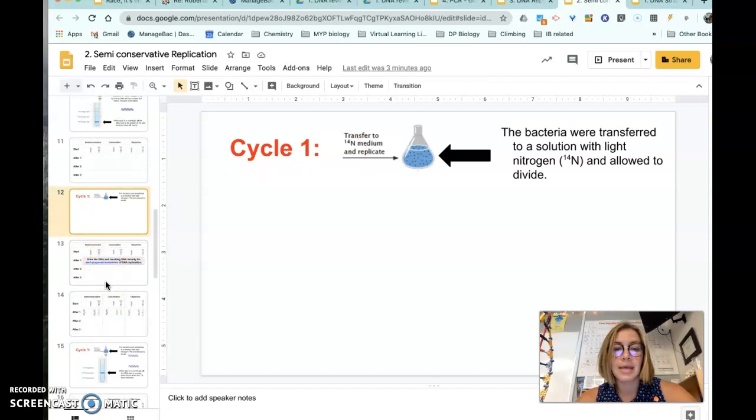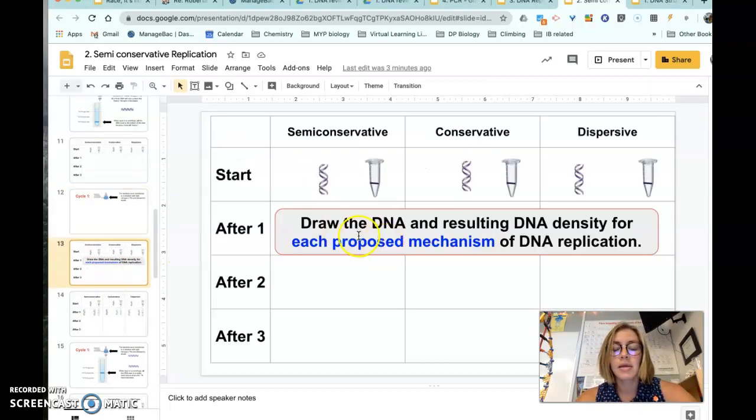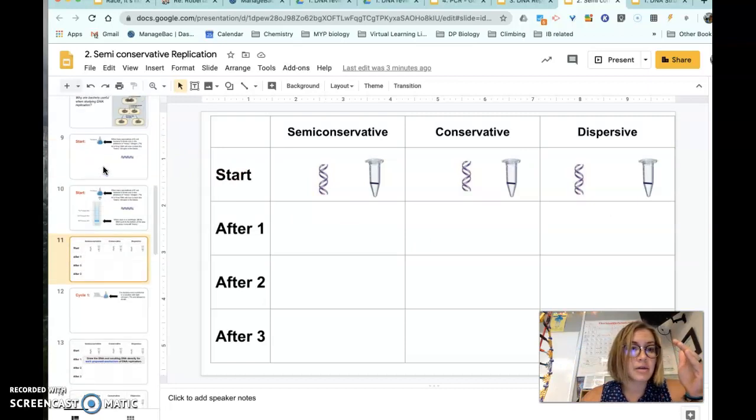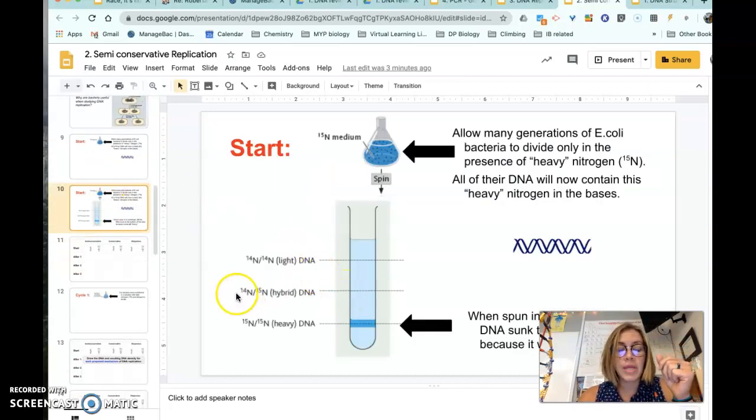So what do you predict this would look like after one cycle, when we now have a lighter nitrogen isotope added to it? What would it look like for each of them? If we predicted, what we'd see is that if semi-conservative is correct, then we would see a hybrid. We have a little bit of nitrogen 14 and a little bit of nitrogen 15 after one replication cycle. It should fall somewhere in the middle of the centrifuge tube.